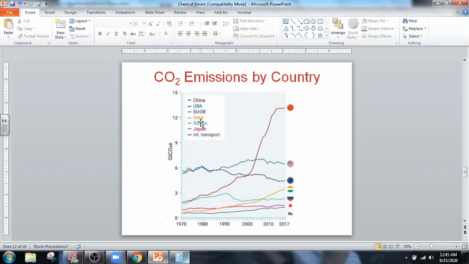Now, you might wonder, India is a very, very populous country, just like China's, right? So China is up here because they have so many people. India is not. And that's because India has not developed technologically the way that China has. So there are way less CO2 emissions by country.